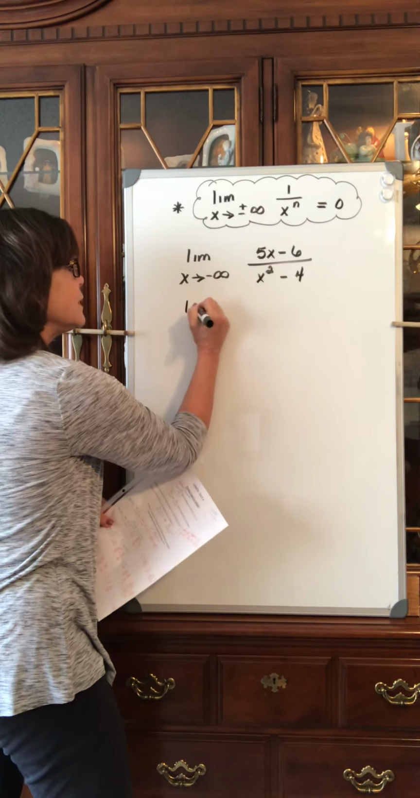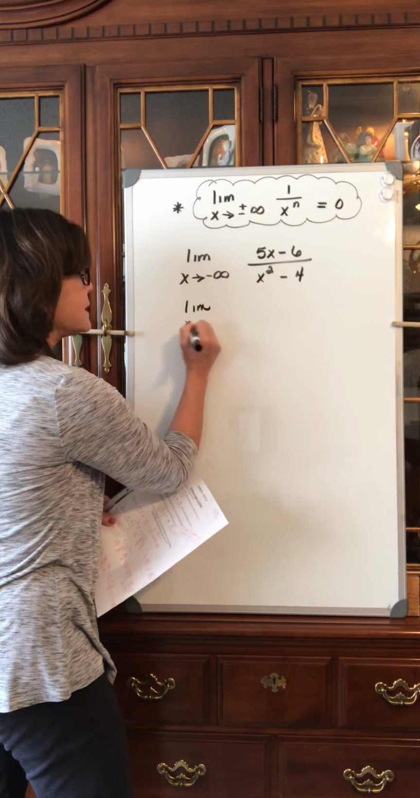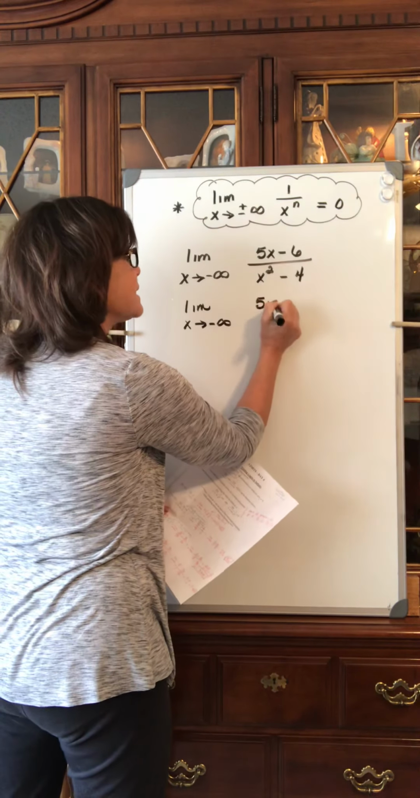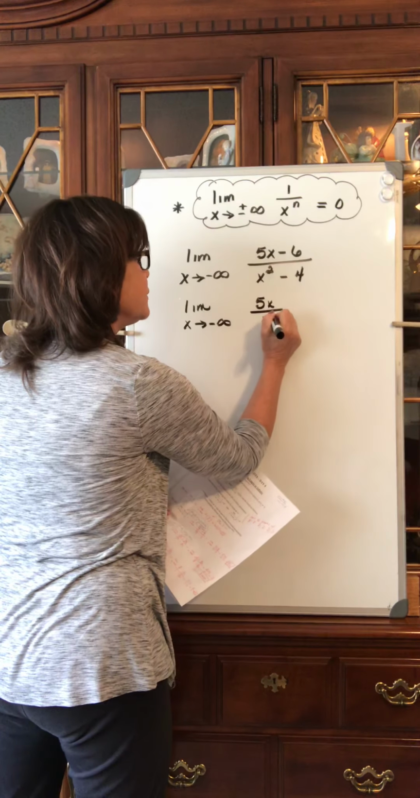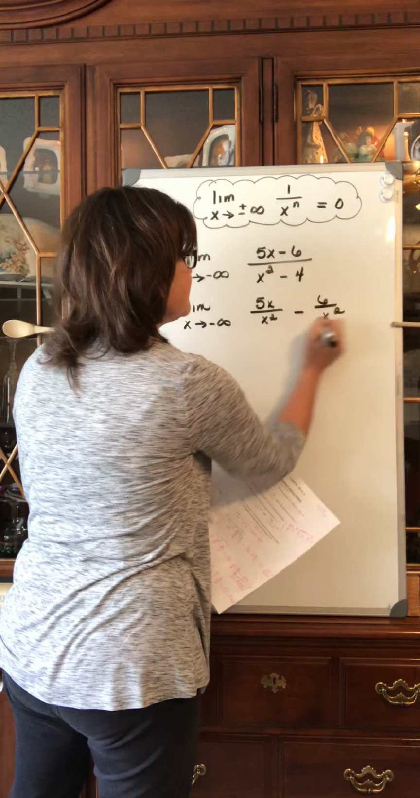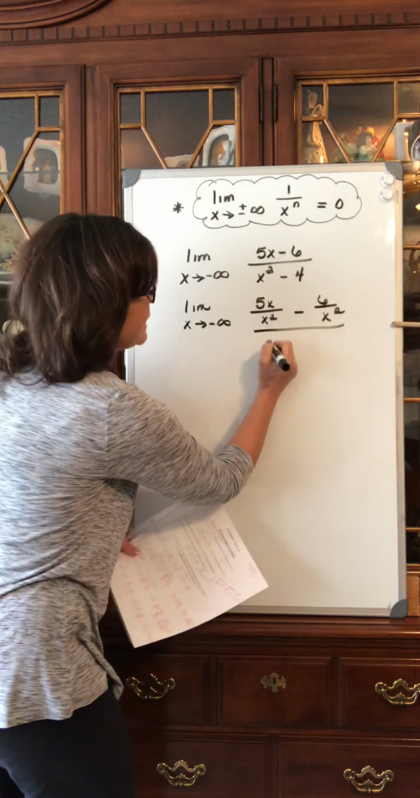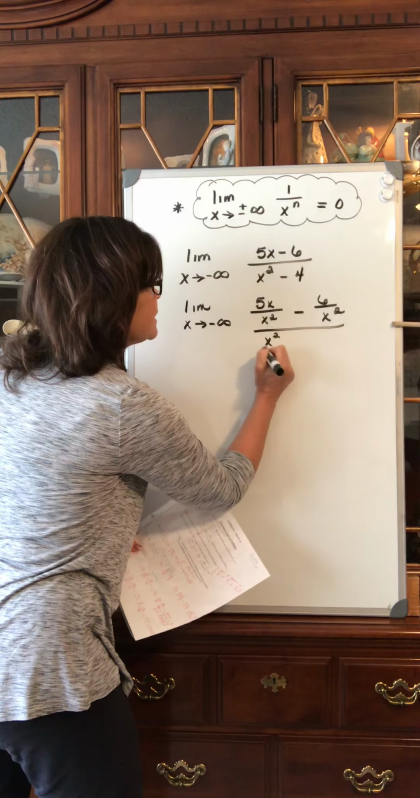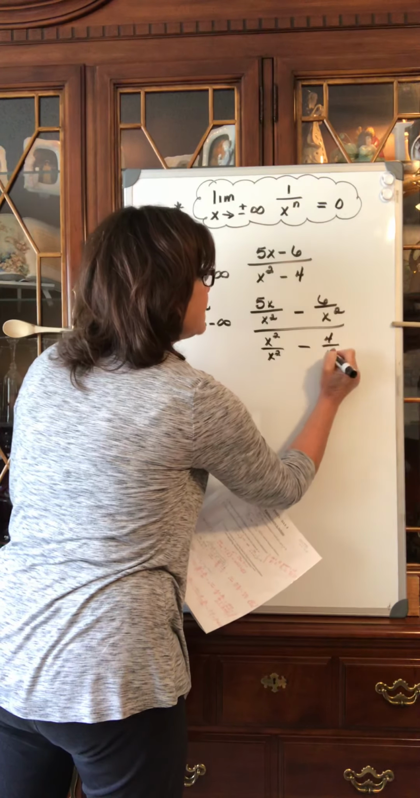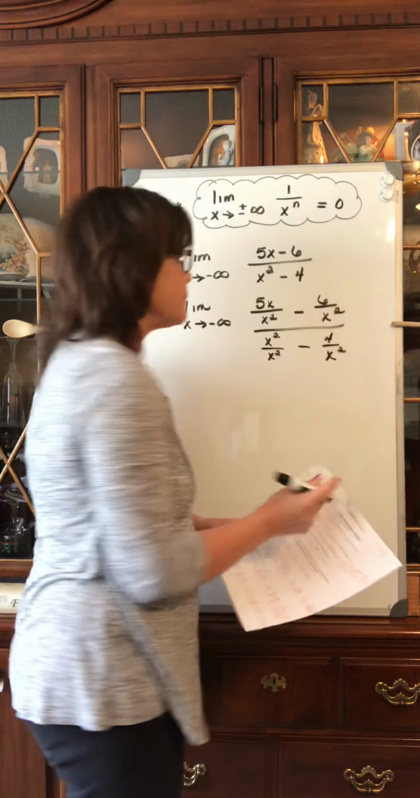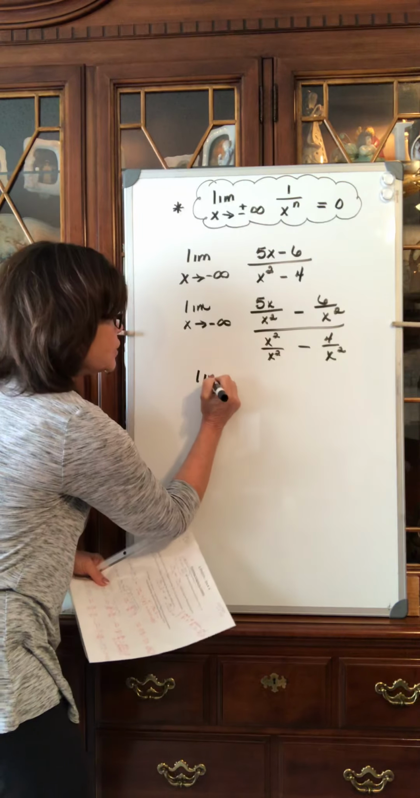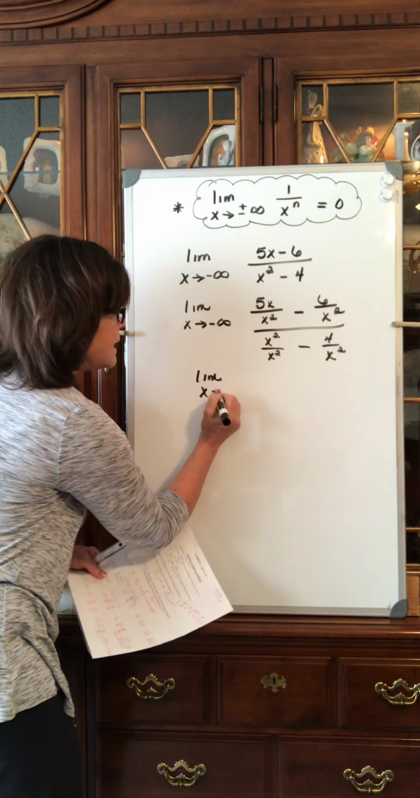So we're going to evaluate the limit as x is approaching negative infinity of 5x divided by x squared minus 6 divided by x squared, dividing everything by the highest exponent of x, over x squared divided by x squared minus 4 divided by x squared. Next thing I'm going to do is simplify each of these fractions. Keep the limit notation in until the very end when you apply it.